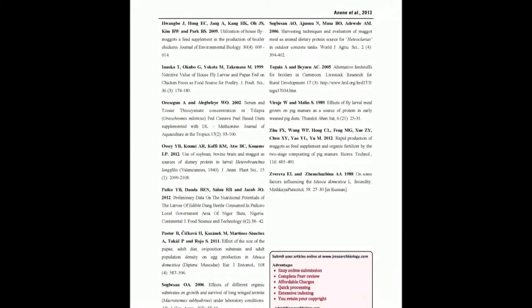Significant differences, p less than 0.05, in the proximate composition of the maggots were only observed in the crude fiber, ash and moisture contents. The results from this study showed that the substrates used can produce substantial quantities of maggots with varying degrees of success.